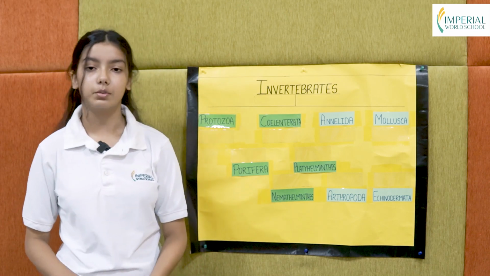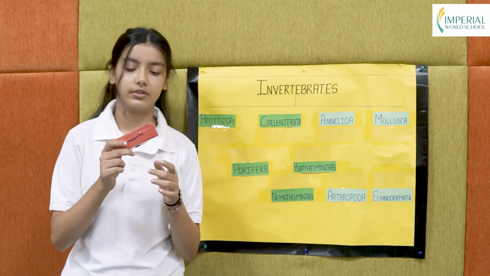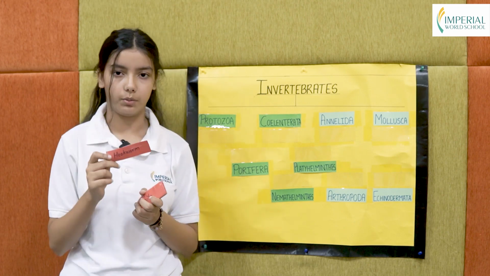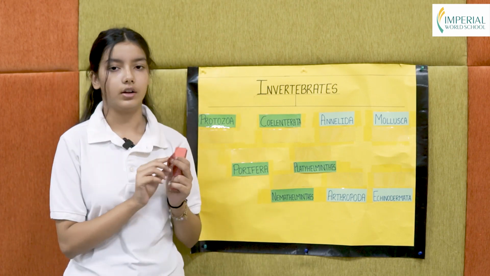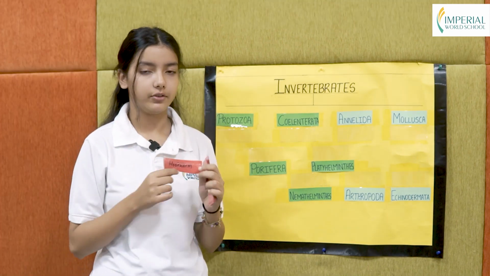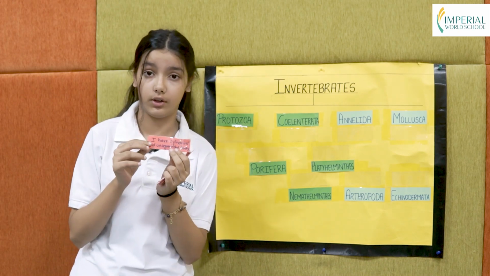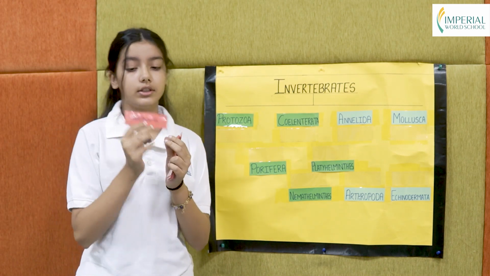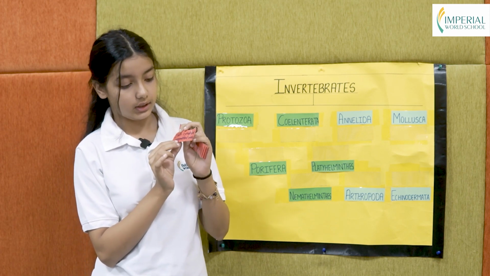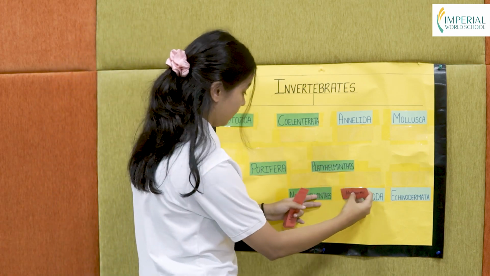So today I'm going to be classifying these flashcards, which is a name of invertebrate, into their respective phyla. So this flashcard has a name of invertebrate and its special characteristics on the backside. So this is a hookworm. I have cylindrical and unsegmented body. So it is Nemathelminthes.